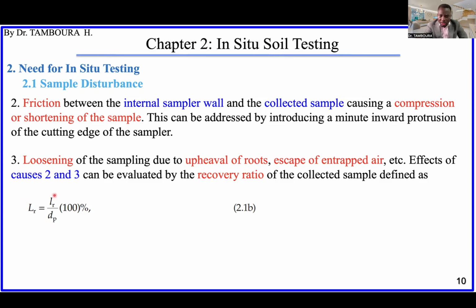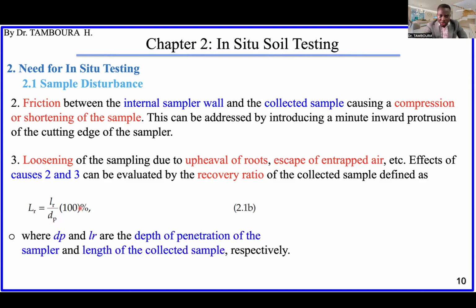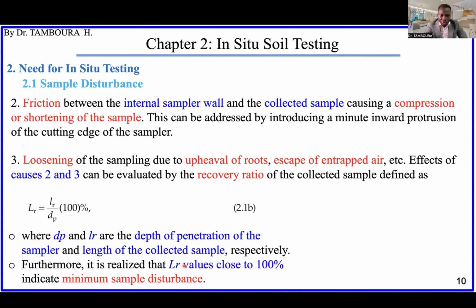Recovery ratio, LR divided by DP. Okay, in this formula the DP and LR are depth of penetration of the sampler and length of the collected sample, respectively.